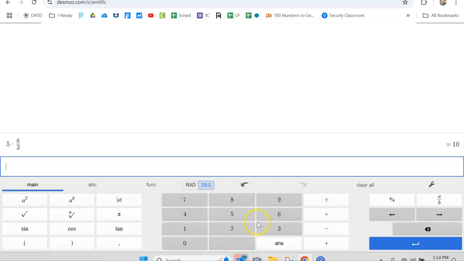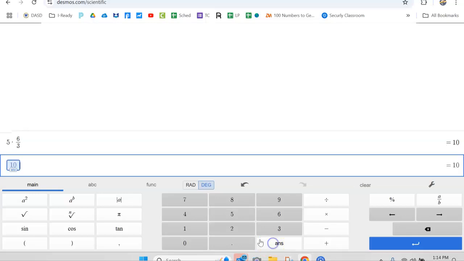One other key here in the middle I want you to bring your attention to is the ANS key. That stands for answer. So if you're ever doing a multi-step problem and you need an answer from your last one, you can click that and whatever is in the answer above will show up down below.